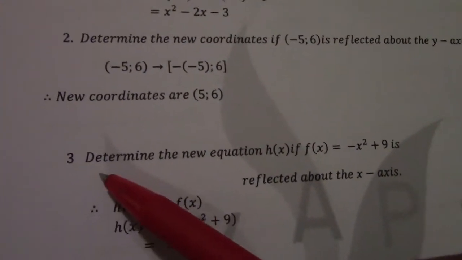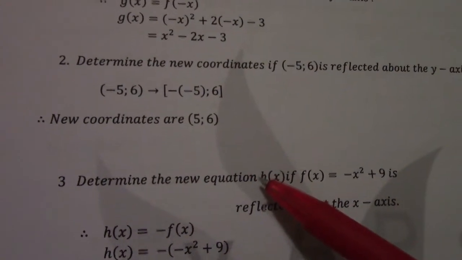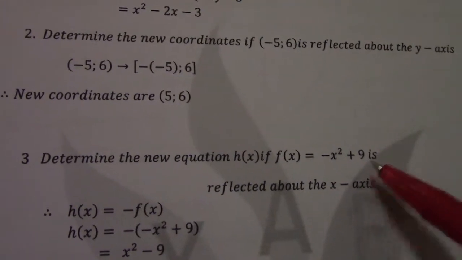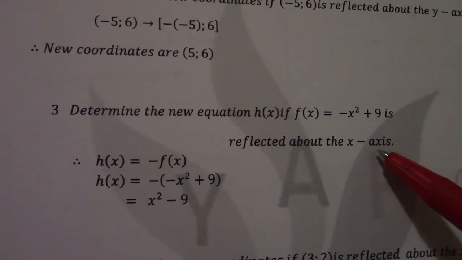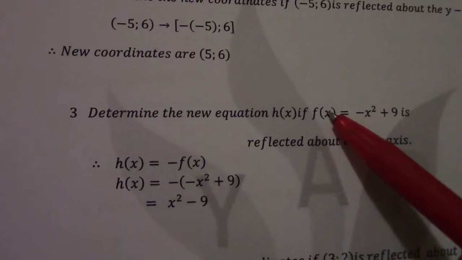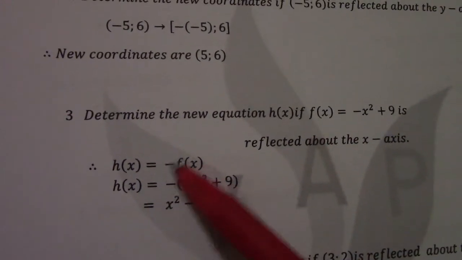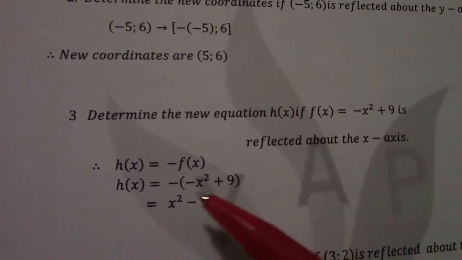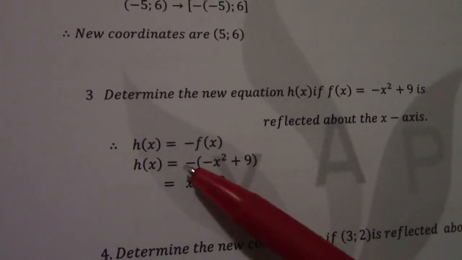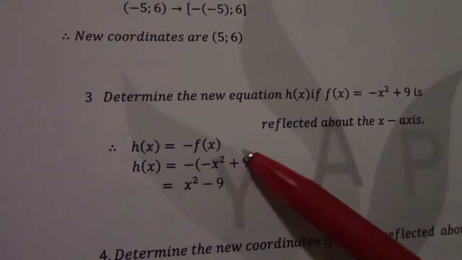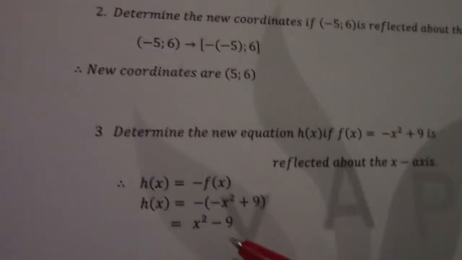Right, number 3. Determine a new equation, h of x, if f of x equals negative x squared plus 9. And this is reflected about the x-axis. So reflection about the x-axis, my y value becomes negative. Remember, f of x stands for y. So h of x equals negative f of x. So that becomes minus, and I put negative x squared plus 9 in brackets. Negative times negative becomes positive. Negative times positive becomes negative 9. So there's my new equation.